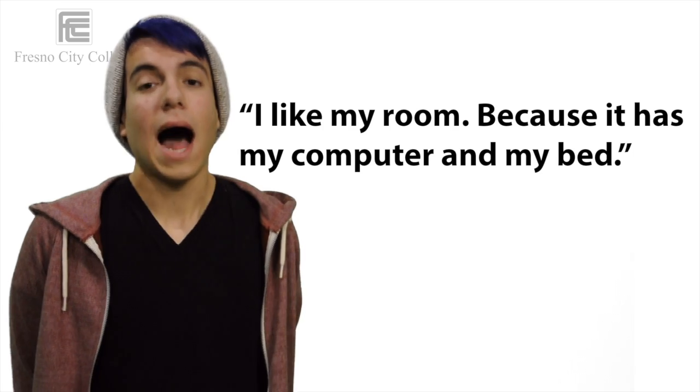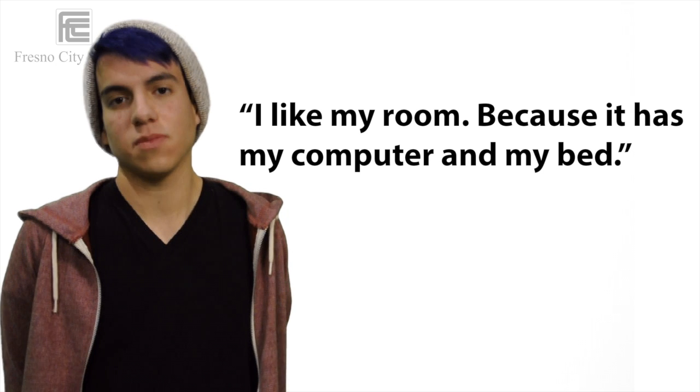Here's an example. I like my room. Because it has my computer and my bed. In this example, the first sentence is an independent clause and the second sentence is a dependent clause, which makes it a fragment because it's being used as an individual sentence. Starting a sentence with a conjunction is unnecessary in this situation.